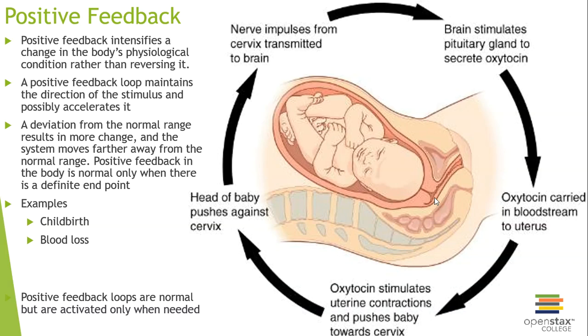I would keep in mind that the positive feedback loops are normal, but are activated only when needed. So seeing a positive feedback loop, it's not something you should be alarmed at, but it's not something that occurs in everyday homeostatic balance. As I said previously, most of these feedback loops you're going to see are going to be negative feedback, but there's some specific examples like childbirth or blood loss or things like that that are going to be a positive feedback. So that concludes the lecture video for Module 1.1.